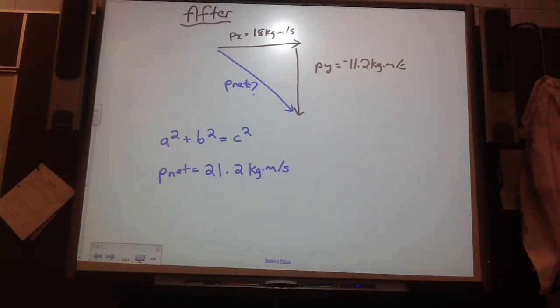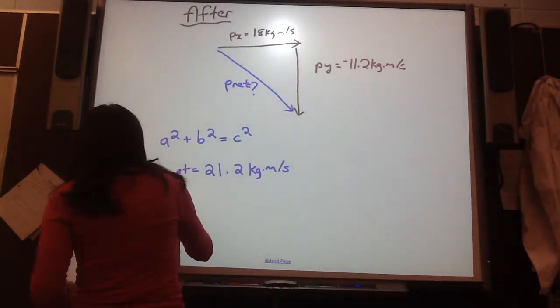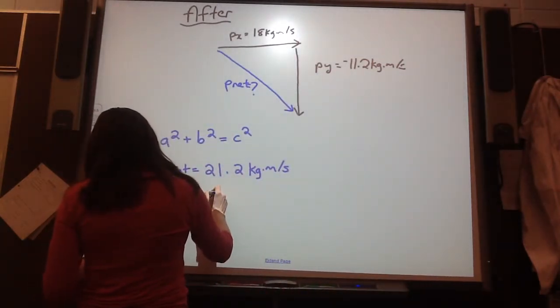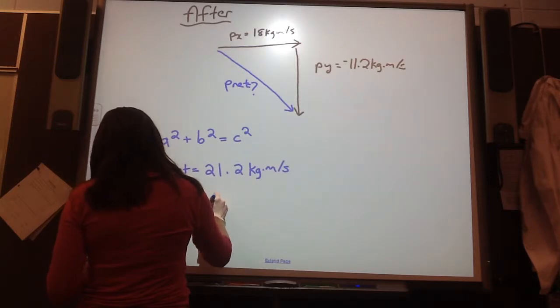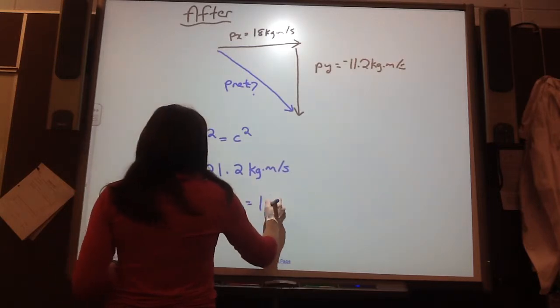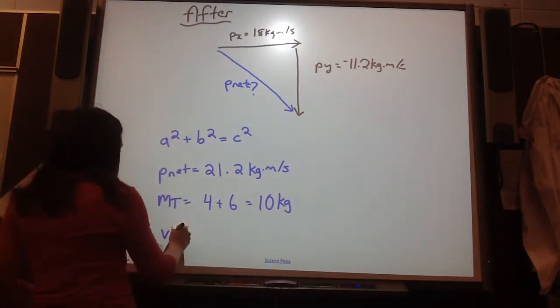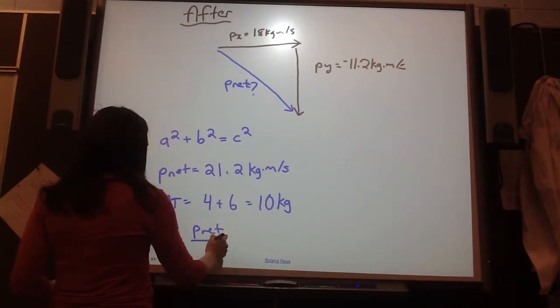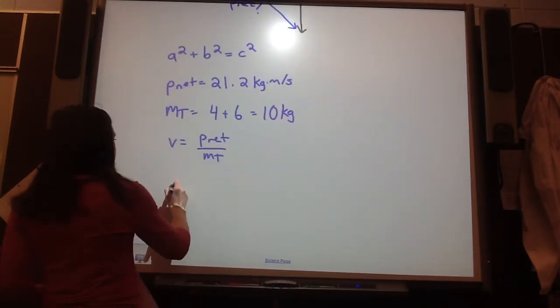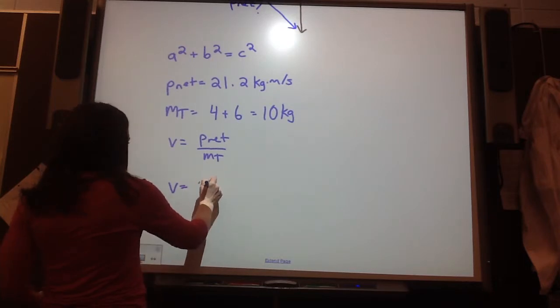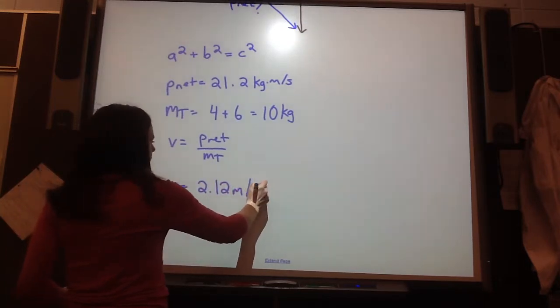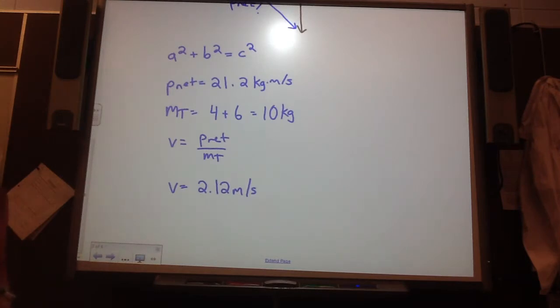Okay, so now since the objects are stuck together, we need our total mass. Okay, so for this, we need MT. So we have our 4 kilograms plus 6 kilograms, which is 10 kilograms. Our question's asking us about velocity, so V equals P net over MT. So our velocity is 2.12 meters per second. But this is actually only our speed right now, because we need to add direction in order to make it our velocity.